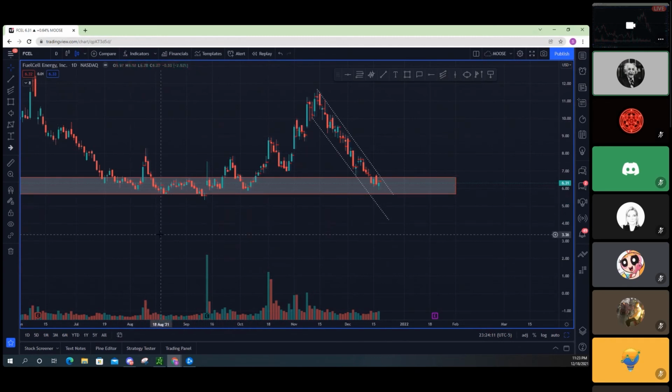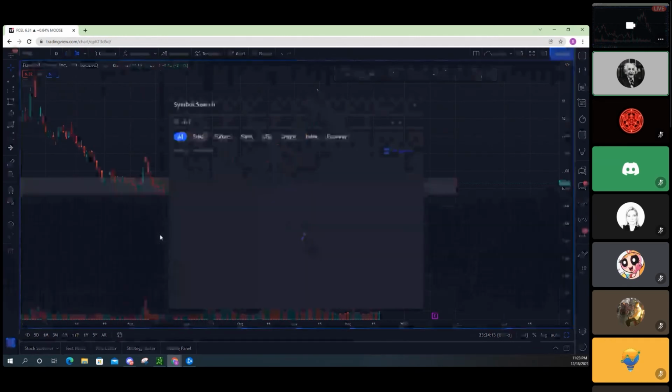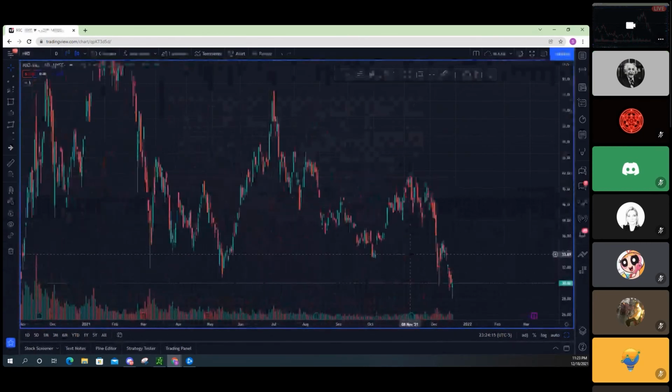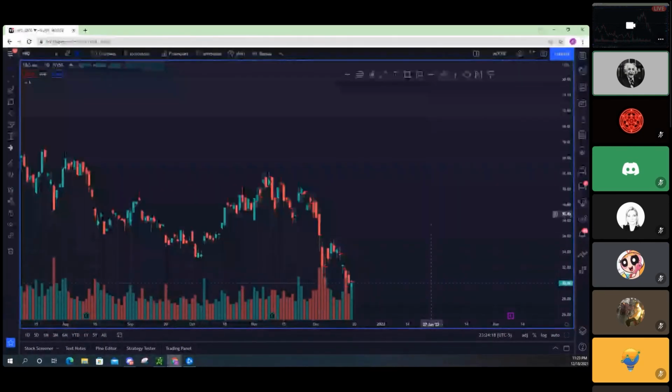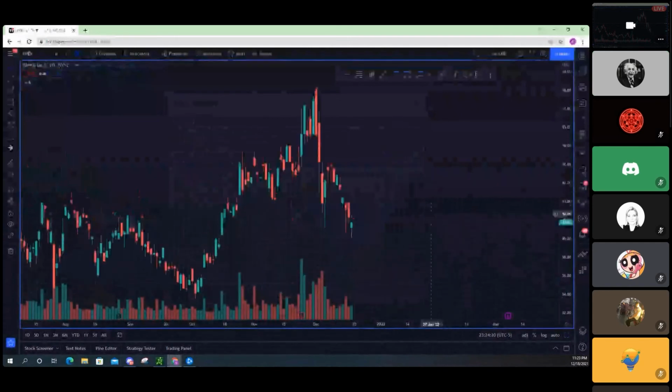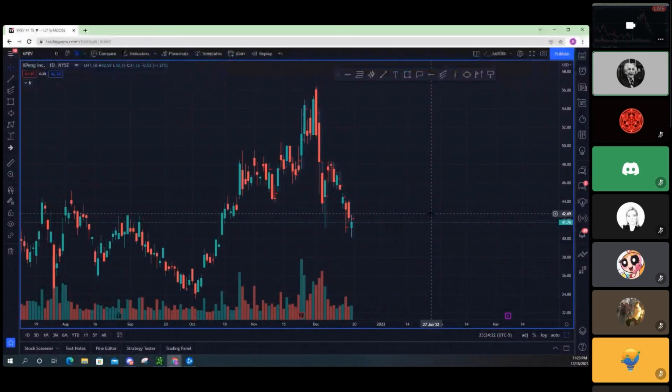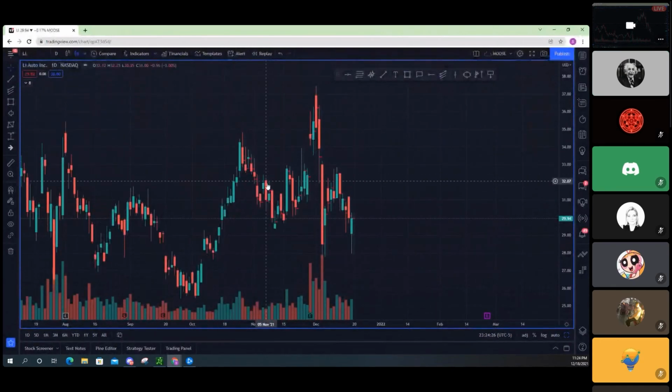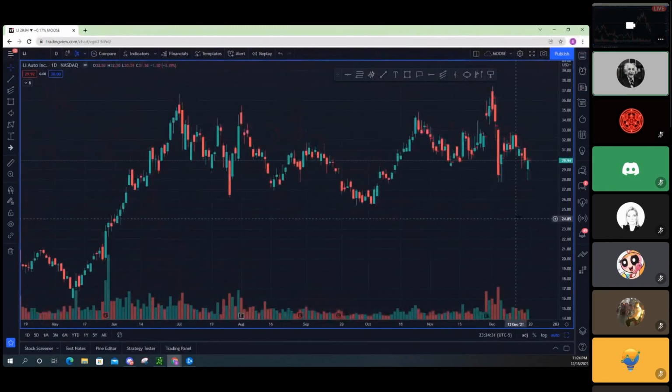What's the Chinese car makers? NIO? XPEV, LI. Yeah, XPEV. This one does not look good yet. This one, not good. It's going to go lower. Okay, this one looks good. Okay, double bottom right here.